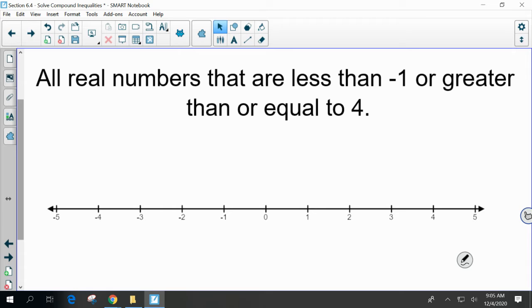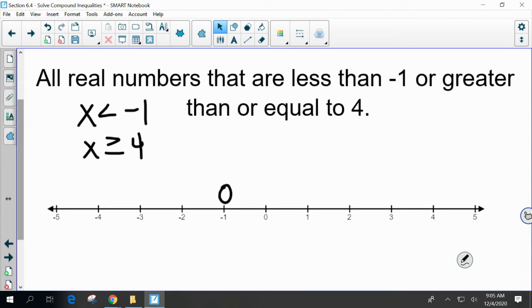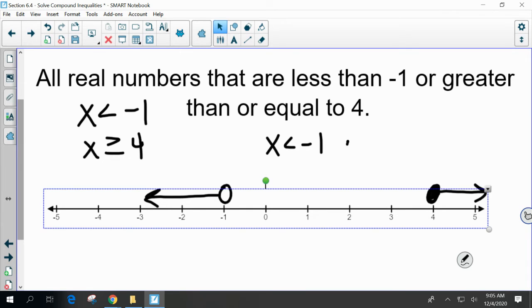All right, so what do you get for your first part of your inequality? Somebody share. X is less than -1. Okay. And then the next part. X is greater than or equal to 4. Okay, so we're going to open circle at -1, go left, close circle at 4, go right. So if I write this all together, I have x is less than -1 or x is greater than or equal to 4.